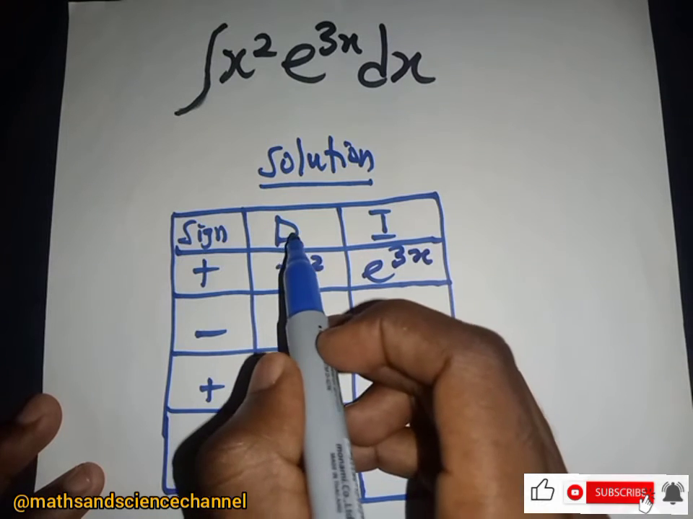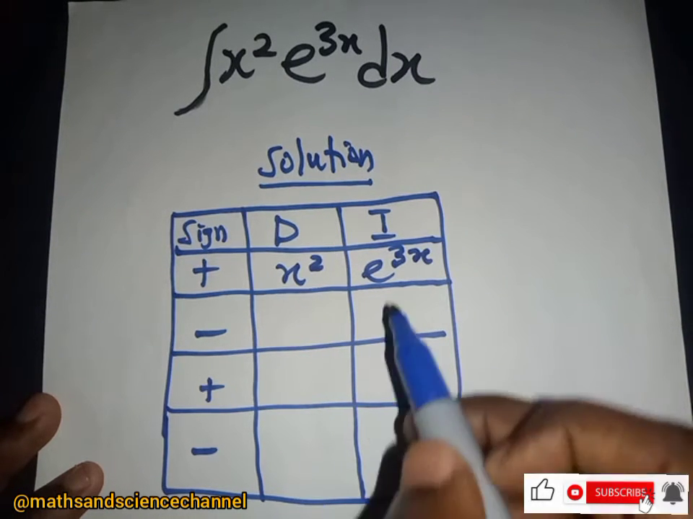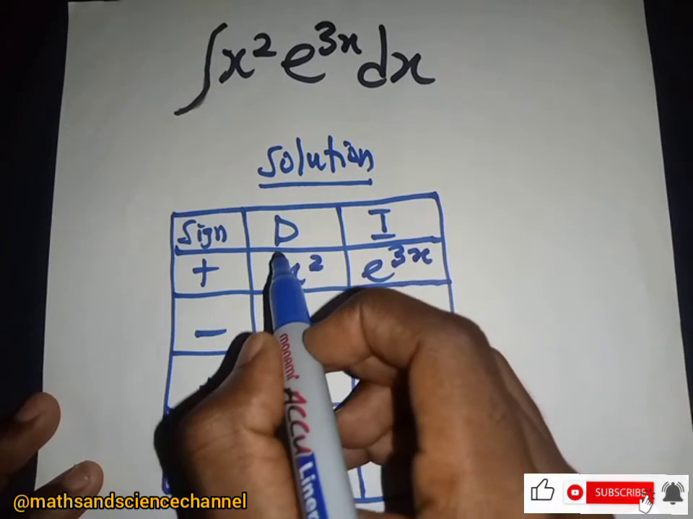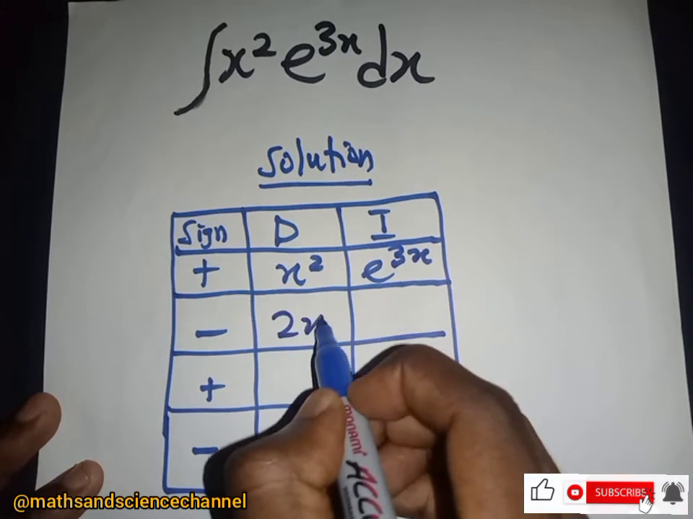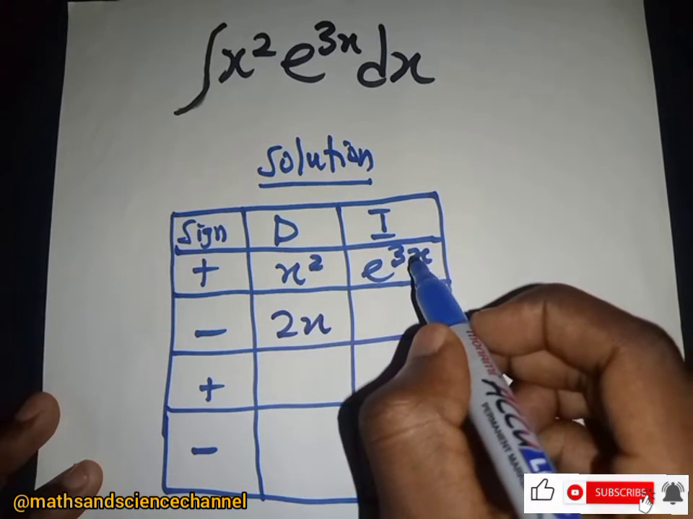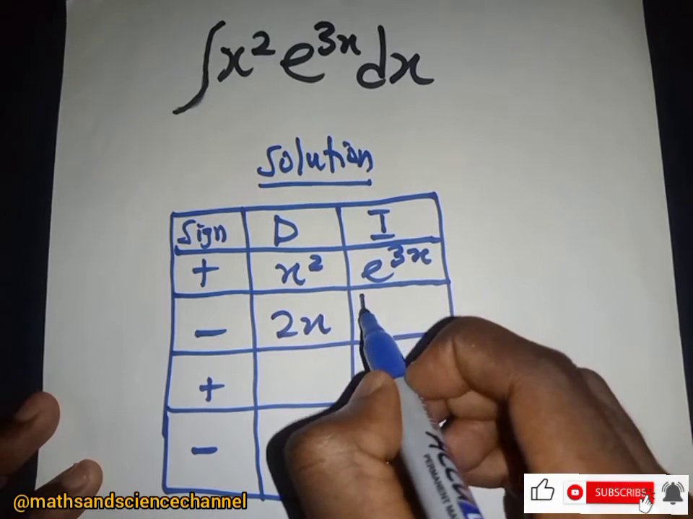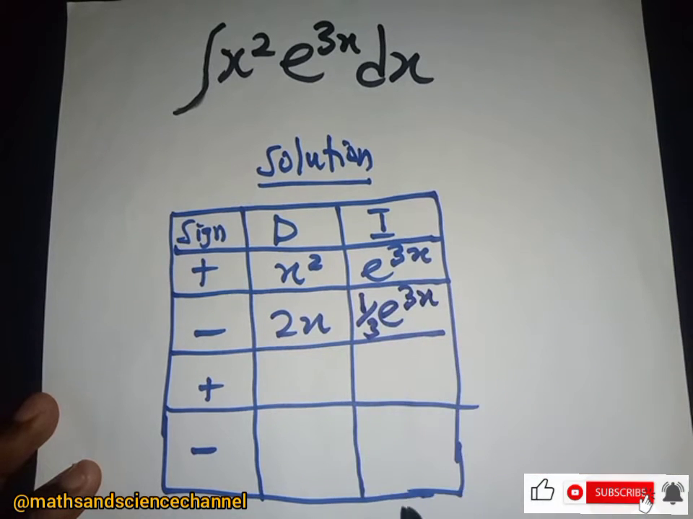Now what we are going to do is that we are going to differentiate the first part until we can't differentiate again, and we are going to integrate the last part. Okay, so when we differentiate x squared, we have 2x here. Integrating e to the exponent 3x, we are just going to drop the 3 down here as 1 over 3, and then we have e to the exponent 3x.